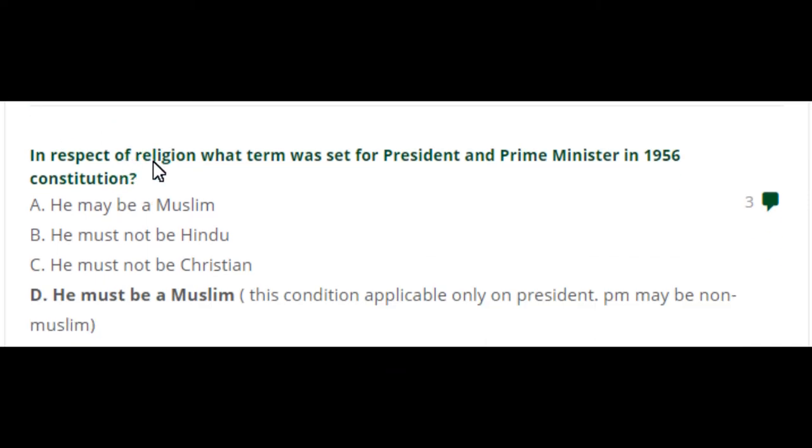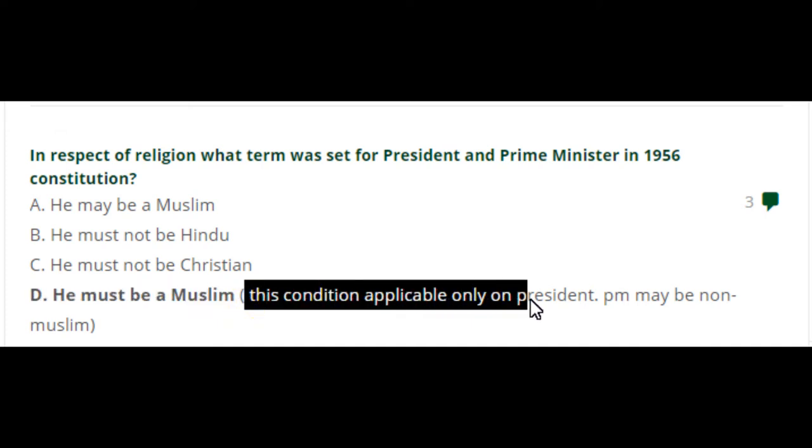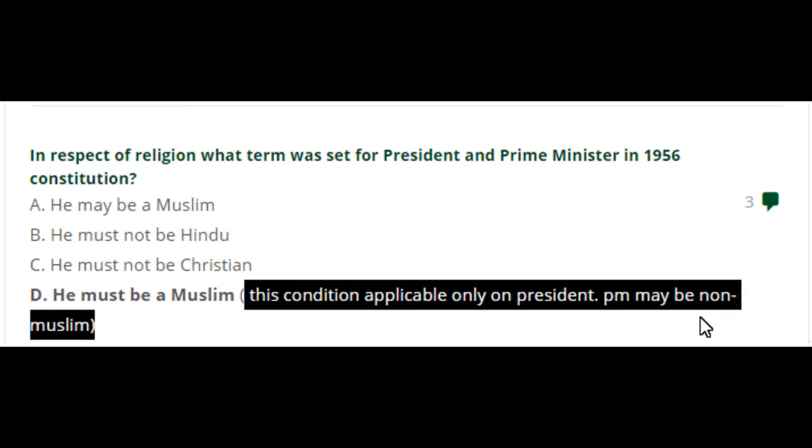In respect of religion, what term was set for President and Prime Minister in the 1956 Constitution? He must be a Muslim. The President and the Prime Minister both will be Muslim. This condition is applicable only on President. Prime Minister may be non-Muslim.